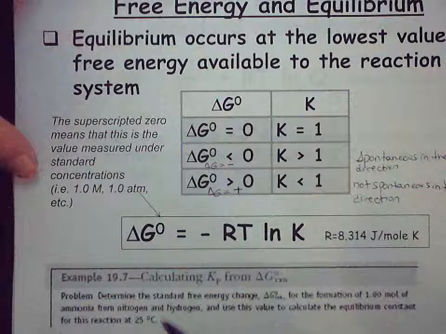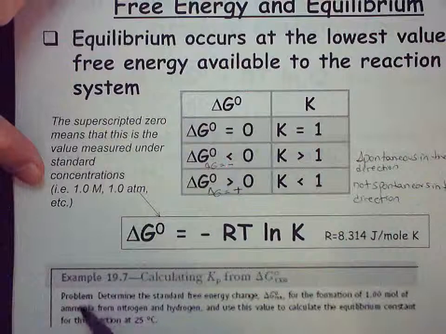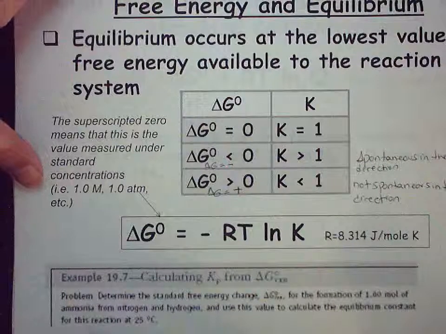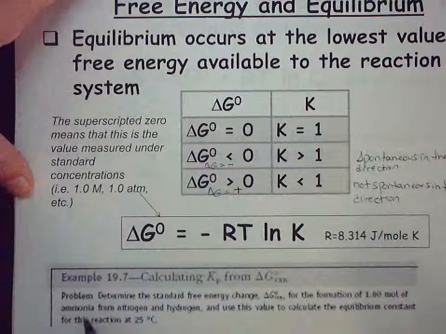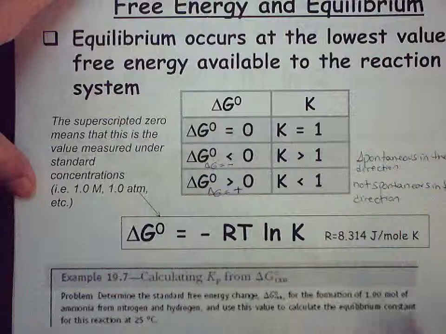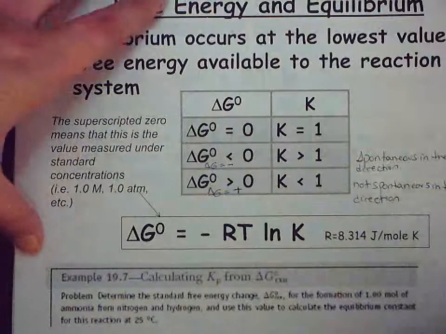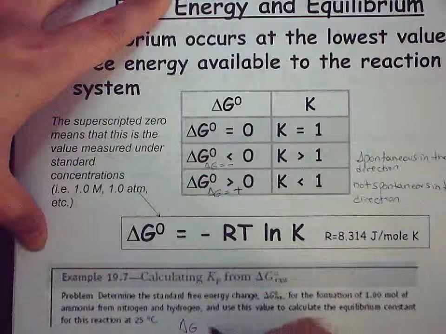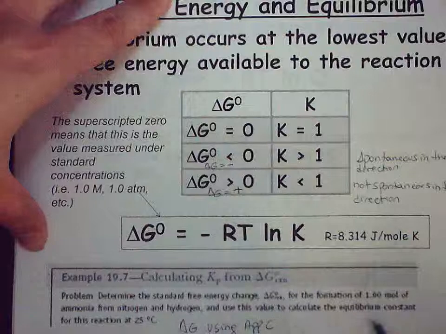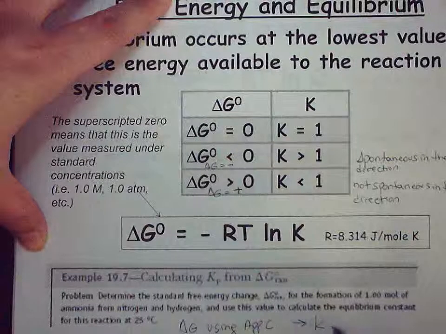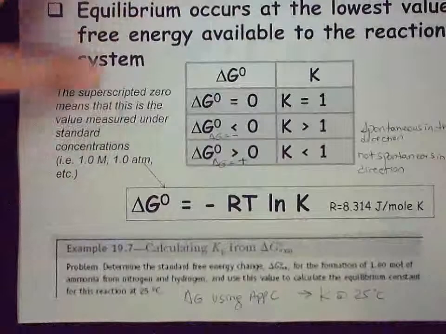All right, so let's do a little sample problem here. It's kind of blurry. I'll read it to you, but I want you to see how this math is done. It says, determine the standard free energy change for the formation of 1 mole of ammonia from nitrogen and hydrogen, and use this value to calculate the equilibrium constant for this reaction at 25 degrees Celsius. So essentially they want me to calculate delta G using Appendix C, and then take that value and figure out what K is at 25 degrees Celsius. All right? So let's do it together.